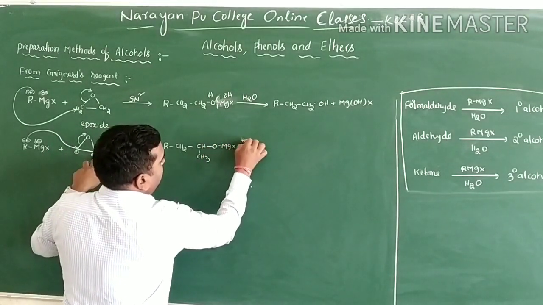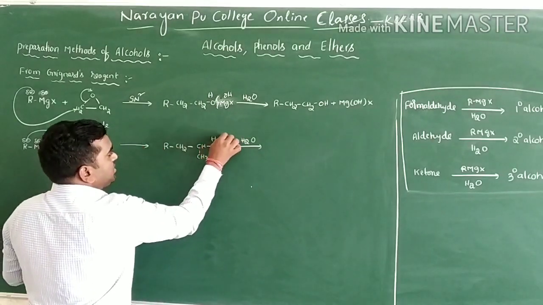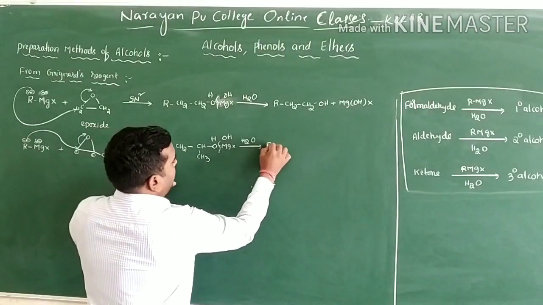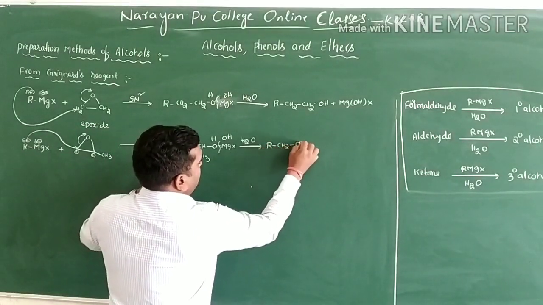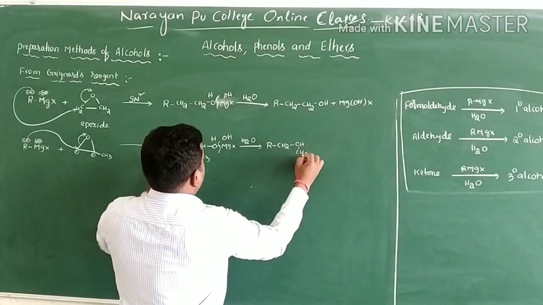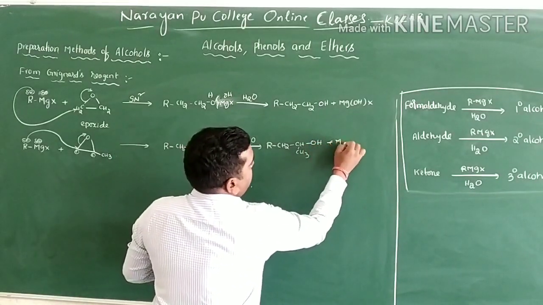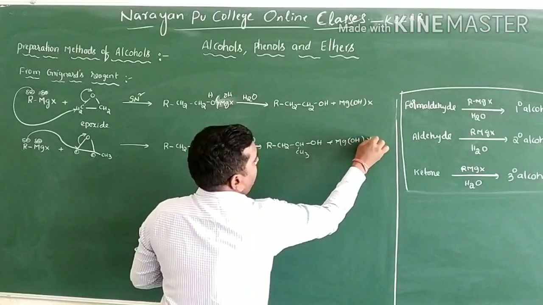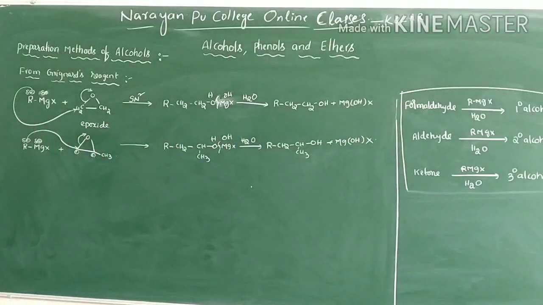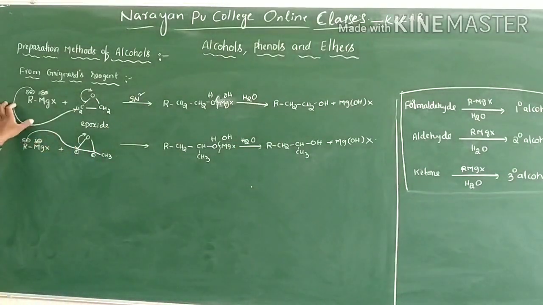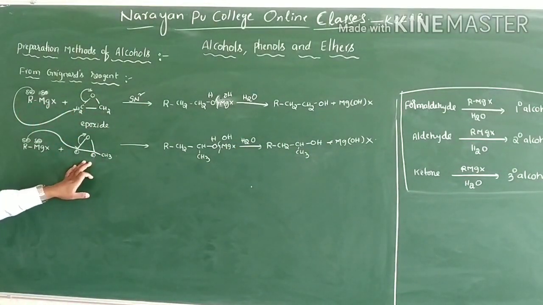Then what will happen here? H2O. Hydrolysis means H and OH. Then what compound do you get? R-CH2-CH(CH3)-OH plus Mg(OH)X. So we are preparing alcohols from a Grignard reagent and an epoxide. This is another method.